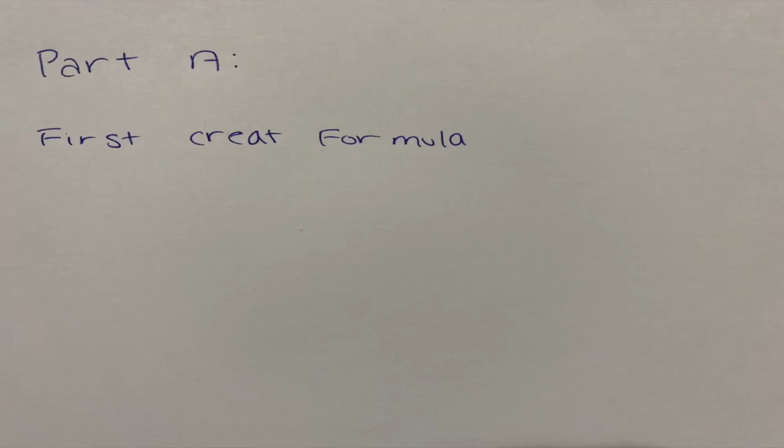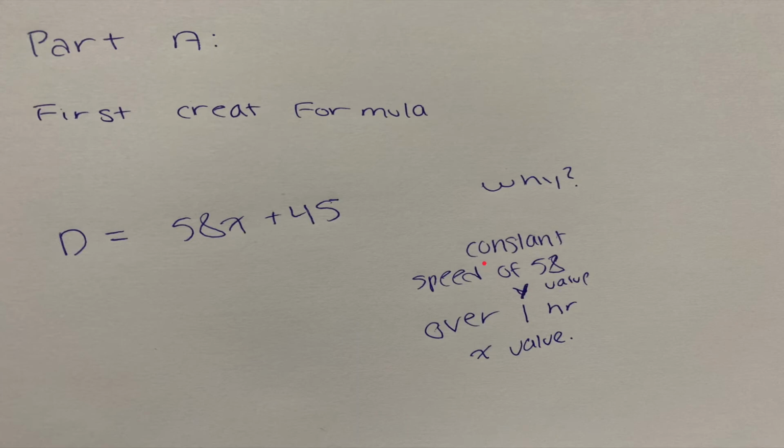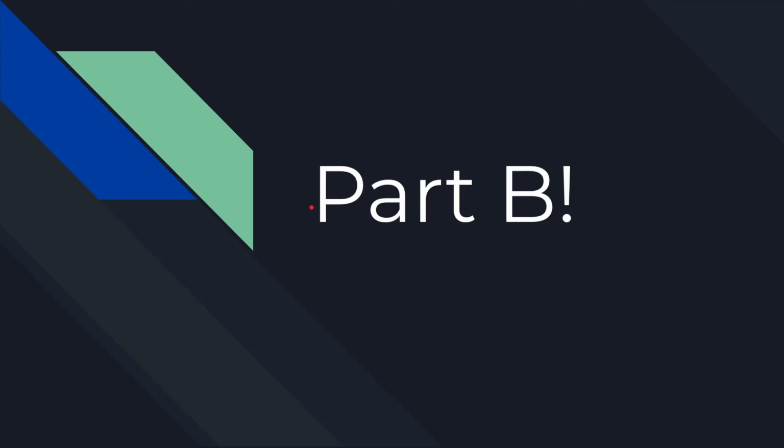Okay, so for part A, we first have to create the formula. This is the formula that we come to: D equals 58x plus 45. You might be asking why. Since the constant speed is 58 miles per hour, that's the rate, over 1 hour, this is the y value, this is the x value. New York is 45 miles away, so we added 45 to the equation. So D is the distance, 58 is the rate of change, x is the variable, and 45 is the starting distance. So that was simple.